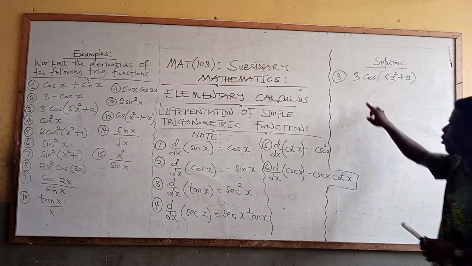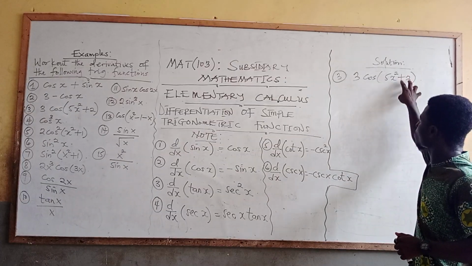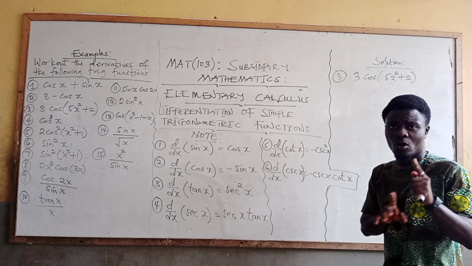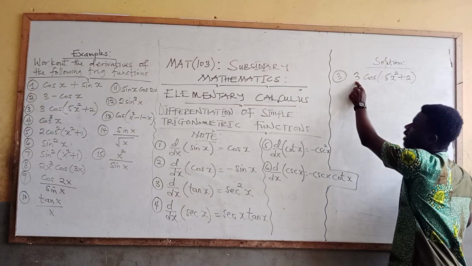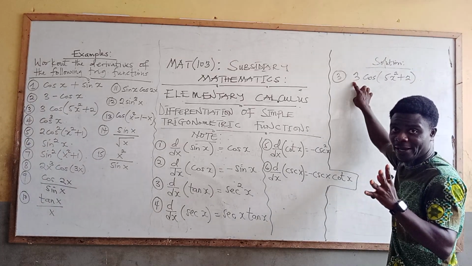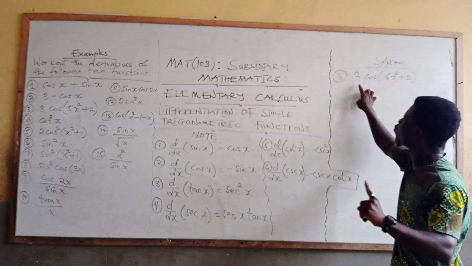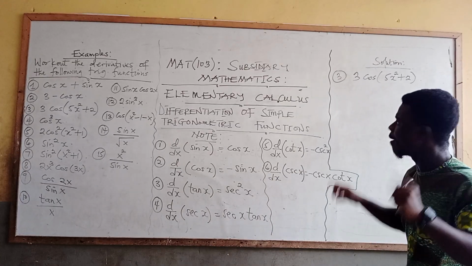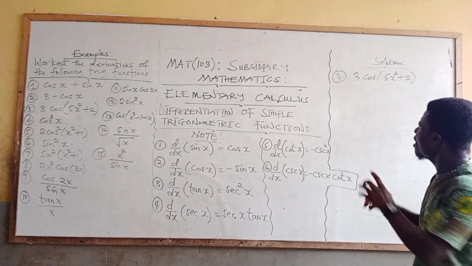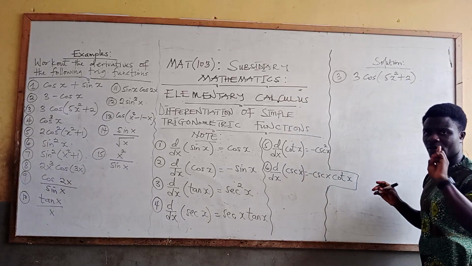Now, see something. This time around, 3 is not adding to cos(5x squared plus 2), but it is multiplying. And there is no x term here, so this 3 is a constant, but it will never go to 0 because it is multiplying. So if it is multiplying, you can factorize 3 out.